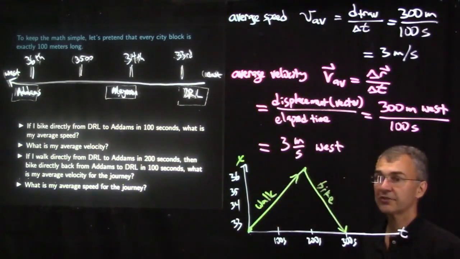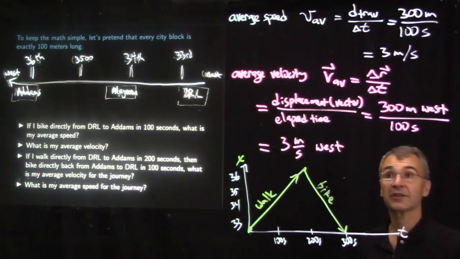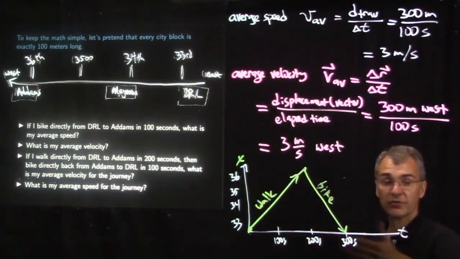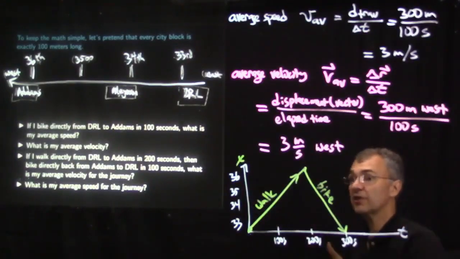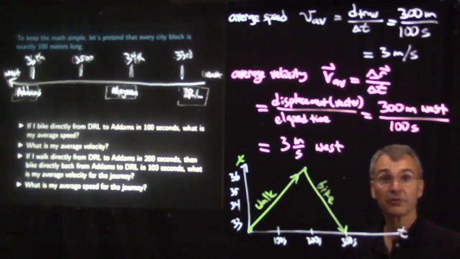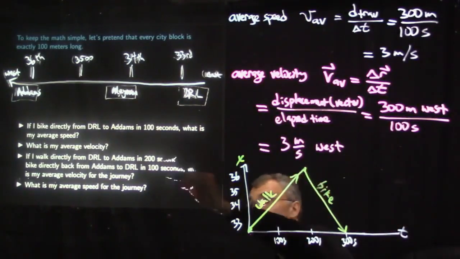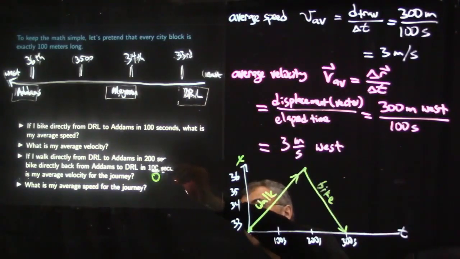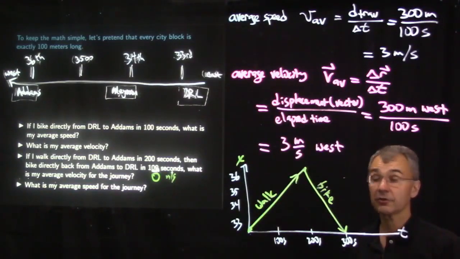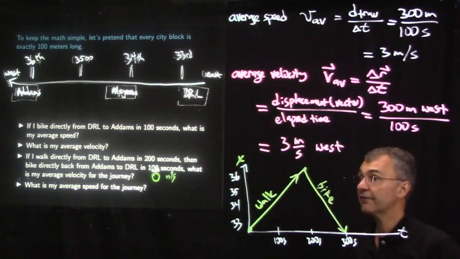What is my average velocity for the journey? This was really a lot of work to answer this question, because average velocity is displacement divided by elapsed time. Well, the elapsed time was 300 seconds. What is the displacement? If I start at DRL and I end at DRL, what's my displacement? My displacement is 0. So in this case, my average velocity is 0. You could say it with an arrow, I guess, if you want to, but it's 0 meters per second. So you see my displacement is 0 and the time is finite. So my average velocity is 0. It's a vector, 0.